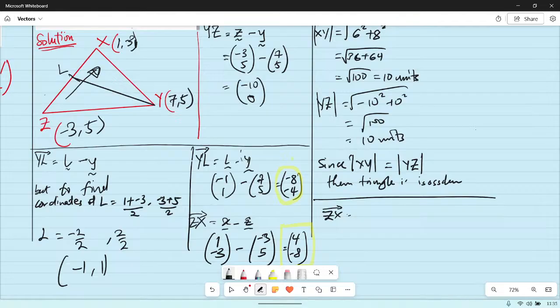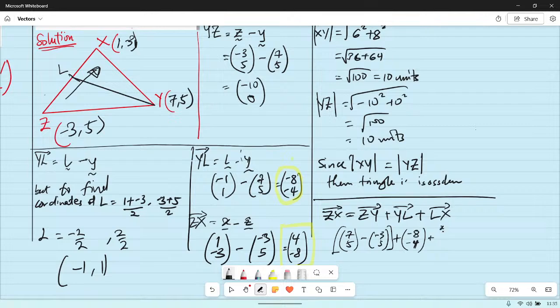Okay, we can actually pass through ZX, we can pass through ZY plus YL plus LX. This one is (7, 5) minus (negative 3, 5) plus YL (negative 8, negative 4) plus LX. Let's go into the X minus L.